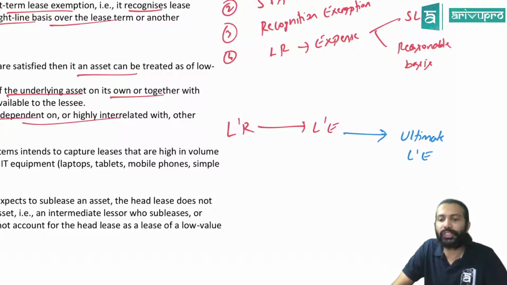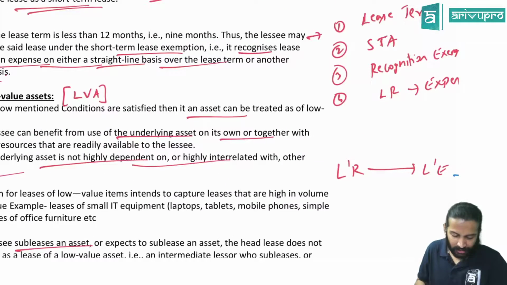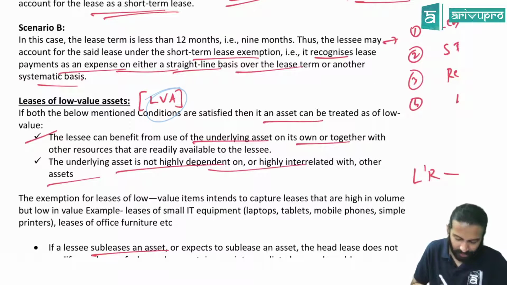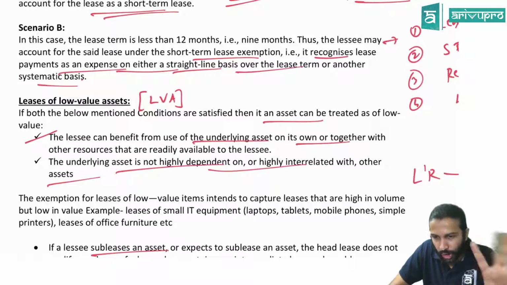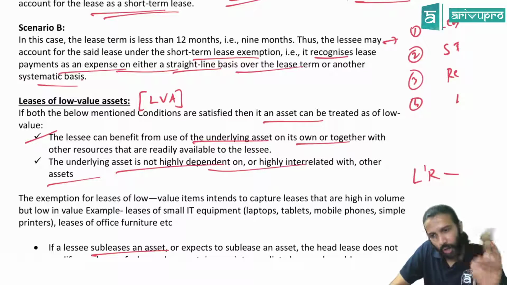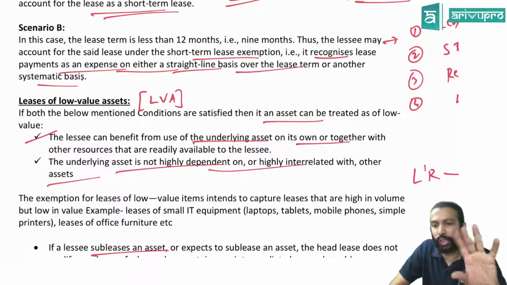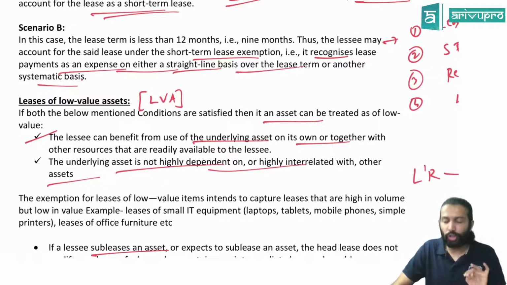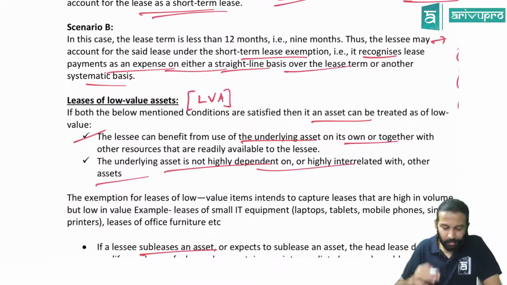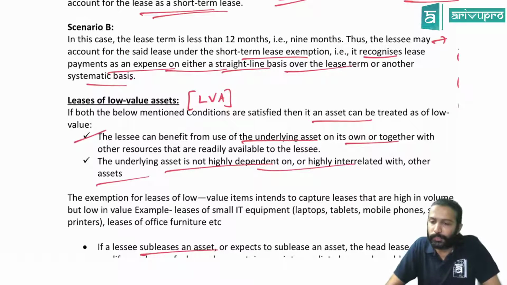So you can call it a low value asset and you can use the recognition exemption, provided it satisfies the low value asset conditions. One, it can be used on its own, or with other readily available resources. Two, it should not be highly interrelated or interdependent. Three, you should not sublease the asset. If this is the case, you can use the recognition exemption, otherwise no.